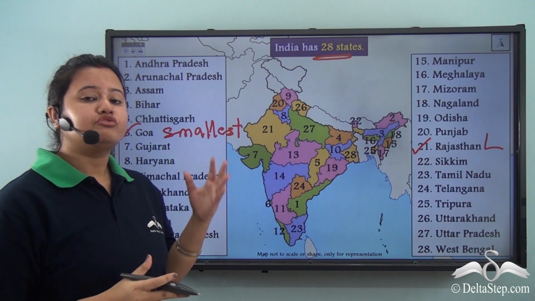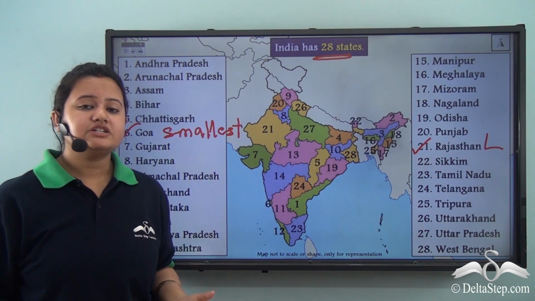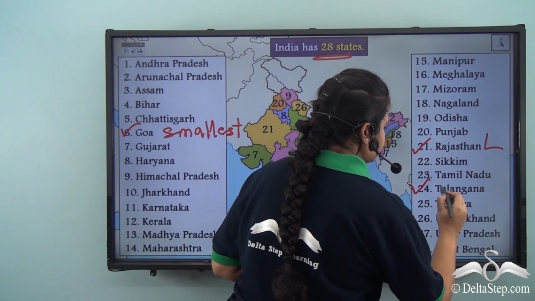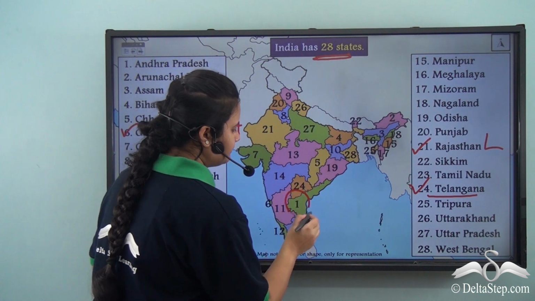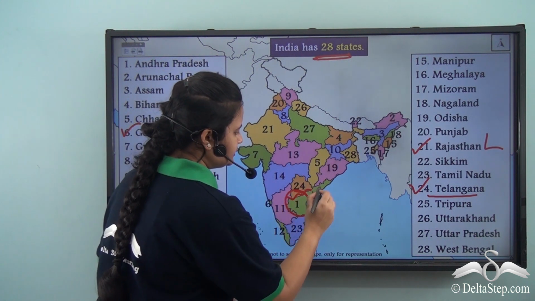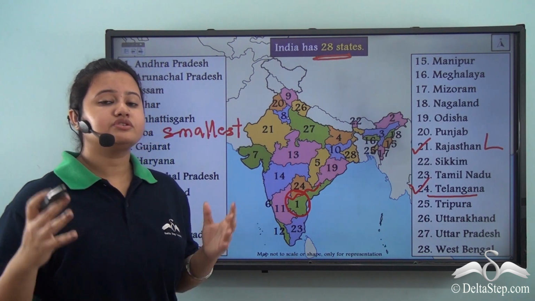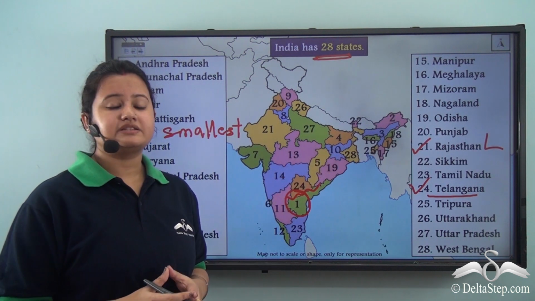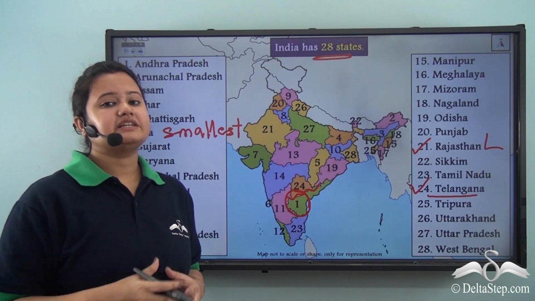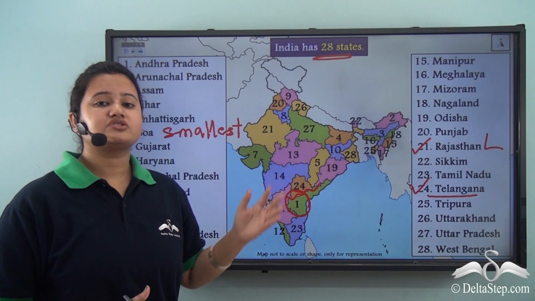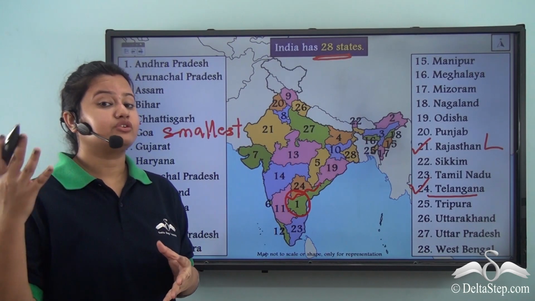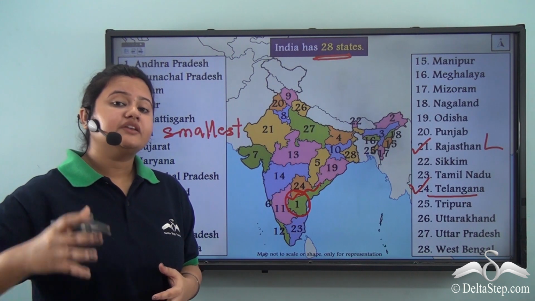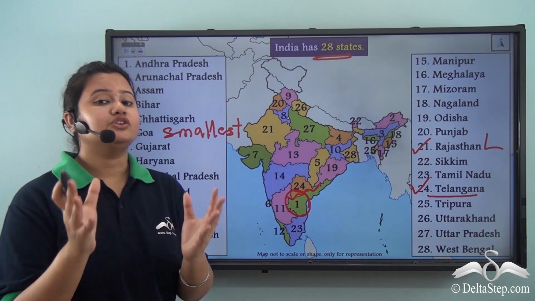Also, we know that formation of states is a continuous process. The most recently formed state in India is Telangana. Earlier, it was part of Andhra Pradesh and got separated from the former state in 2014 due to political and cultural reasons. So, Telangana is the most recently formed state in India. These political divisions or state boundaries of India are not fixed and might change in future. Let us now discuss the other political divisions of India, that is the Union Territories.